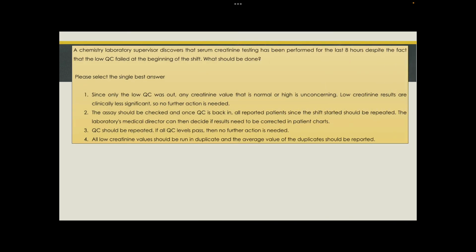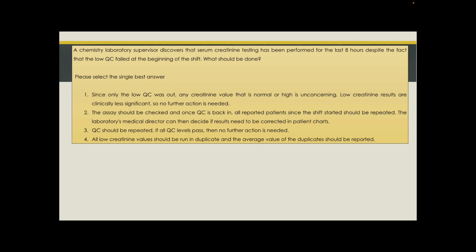A chemistry laboratory supervisor discovers that serum creatinine testing has been performed for the last 8 hours, despite the fact that the low QC failed at the beginning of the shift. What should be done? Please select the single best answer.